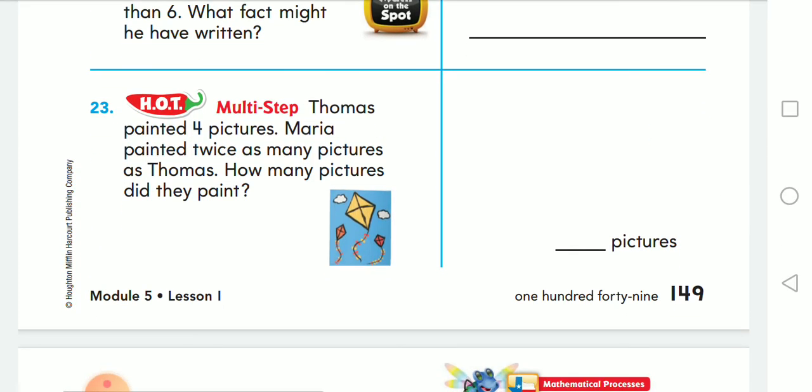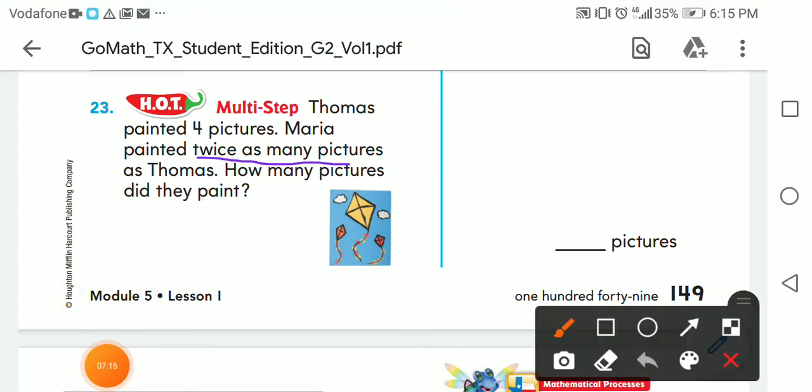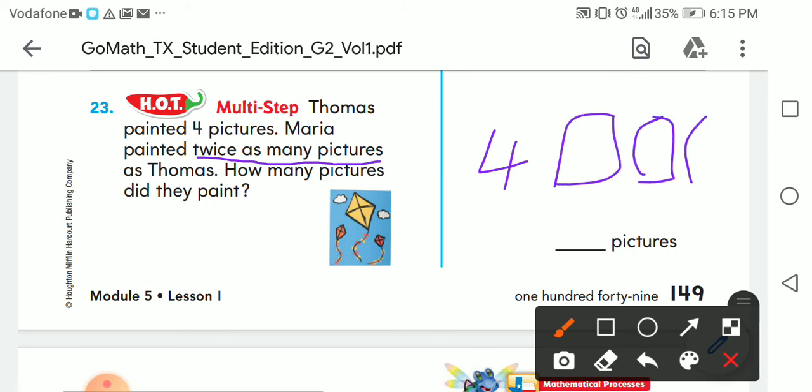Thomas painted 4 pictures. Maria painted 2. Okay, Maria painted twice as many pictures. Step by step. Thomas painted how many pictures? 4 pictures. As you see here, 4 pictures. Maria painted what? Twice as many pictures as Thomas. Twice means what? Like him, but more, the same numbers.